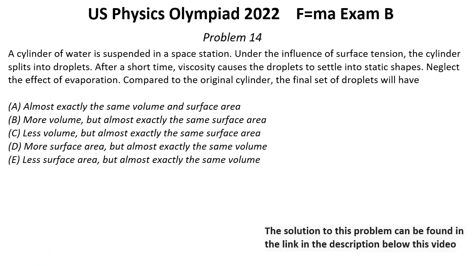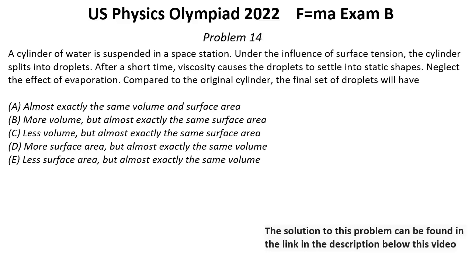Problem number 14. A cylinder of water is suspended in a space station. Under the influence of surface tension, the cylinder splits into droplets. After a short time, viscosity causes the droplets to settle into static shapes, neglecting the effect of evaporation. Compared to the original cylinder, the final set of droplets will have the following.